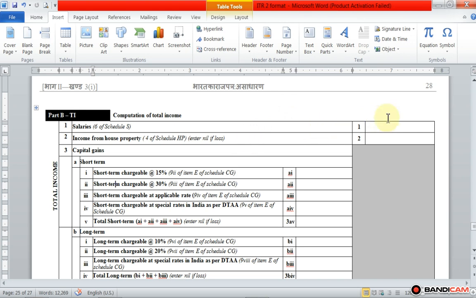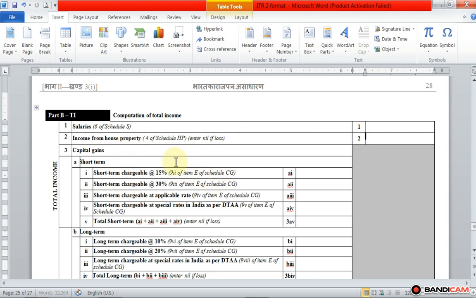Then income from house property is also taken into consideration here. Okay, then capital gain. Now we put the figures which we already computed in Part A, Schedule S, Schedule HP, Schedule CG and Schedule OS. Just put the figures here which we already computed in Part A. If we computed salary, then we put the figure here. If we computed income from house property, then we put the income from house property in column number 2.